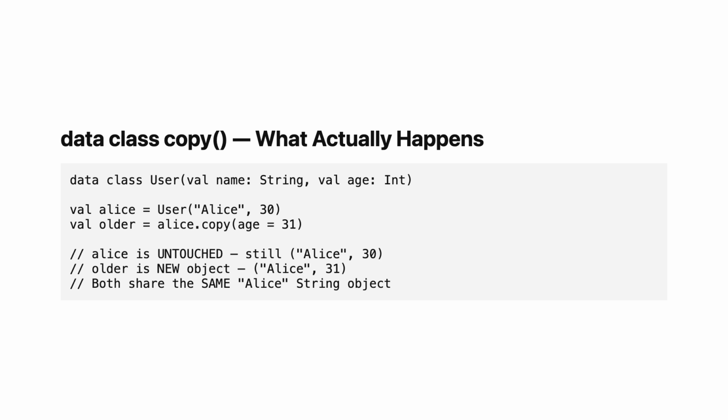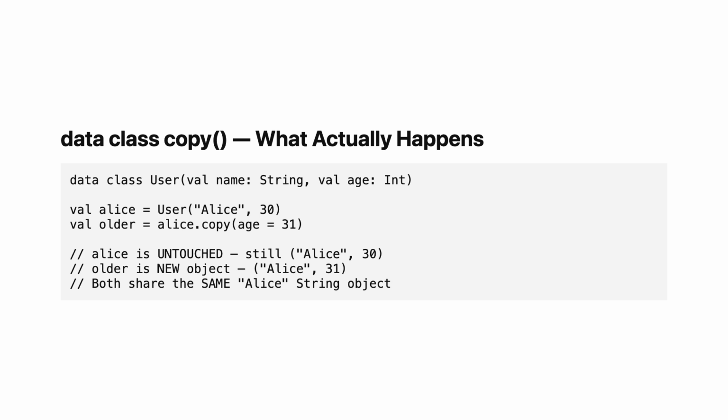Kotlin data classes give you a copy function that is one of the most elegant patterns for working with immutable state. When you have a data class User with val name and val age, and you write user.copy(age = 31), what happens in memory? A brand new user object is allocated. The name reference is copied, meaning both the old and new user point to the same string object. The age value is set to 31. The old user object is completely untouched.